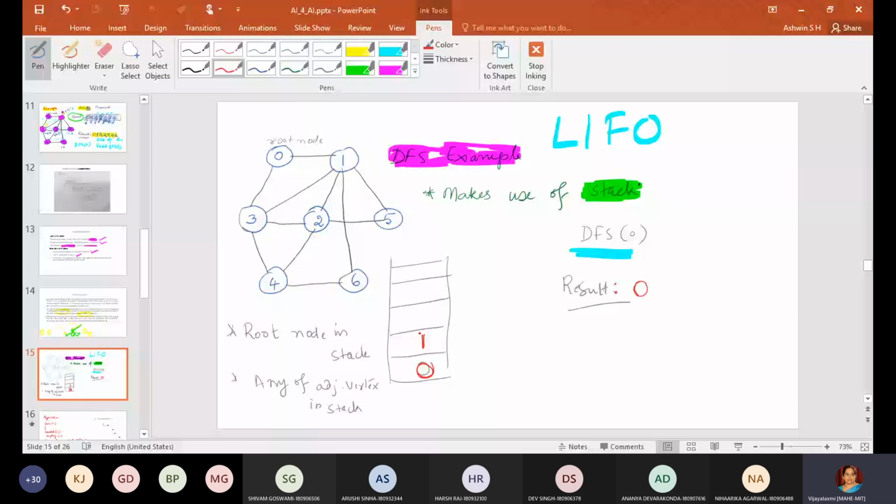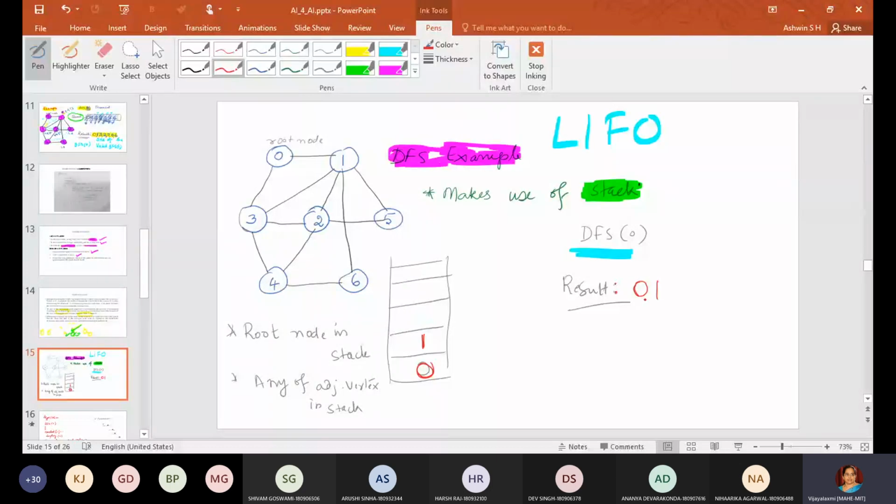Any one of these, you have to put it in the stack. Now what you have to do is, the one which you have put, you also have to put it in the result for displaying or printing. That is what DFS of 0 is, if it is asked. So 0, comma 1, whichever vertex goes to the stack, that will also come here. You have to mark it.